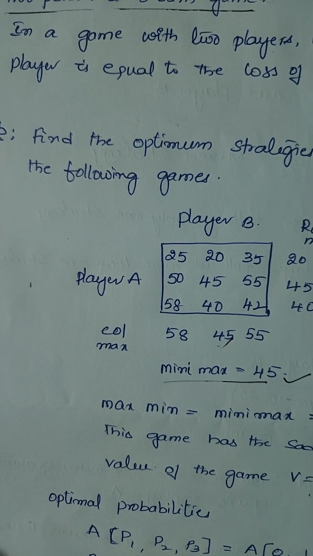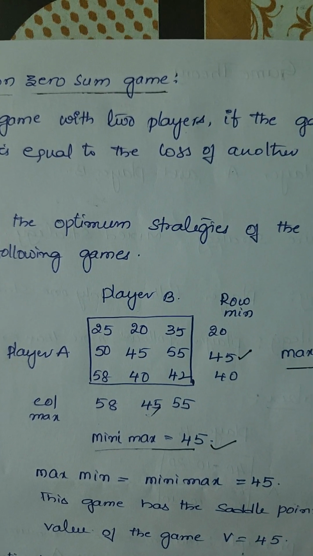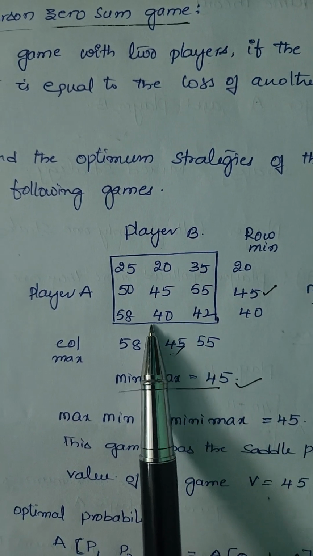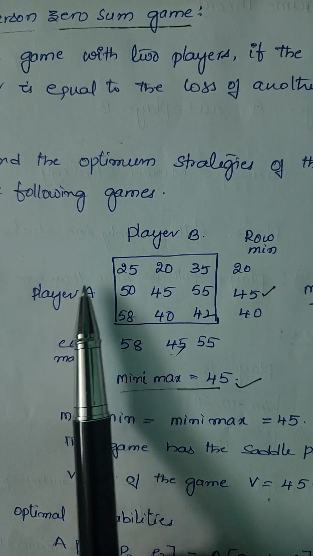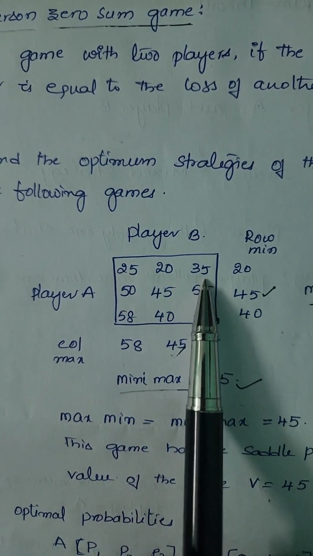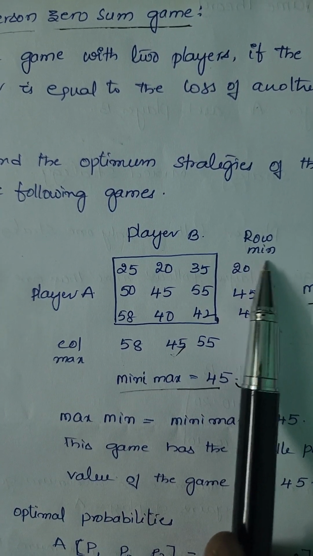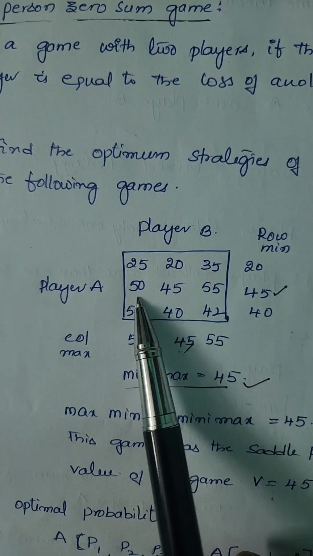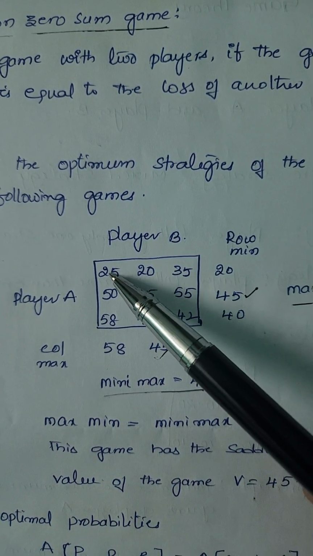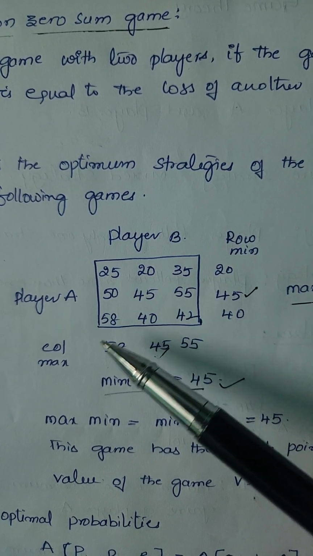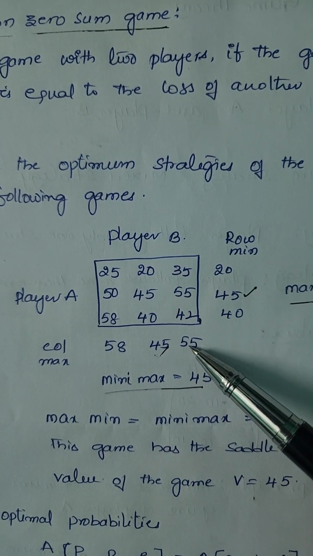Now we are going to solve one problem with a pure strategy. Find the optimum strategy of the players in the following game. Here are player B and player A; these are the gains of player A and the losses of player B. From this matrix, first we consider the row minimum. In this row the minimum value is 20, here the minimum value is 45, here the minimum value is 40. In the columns, we find the column maximum. The maximum values are 58, 45 and 55.